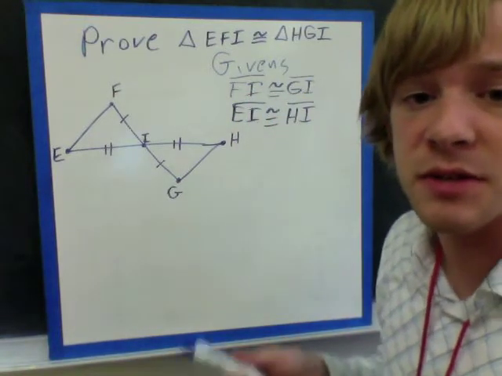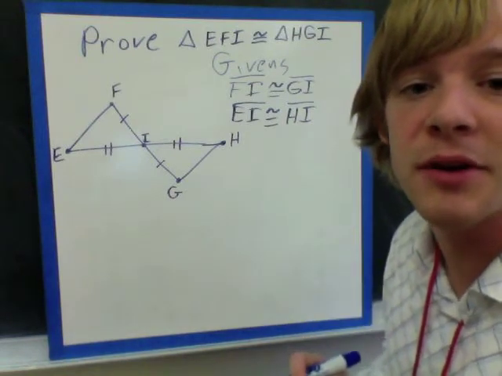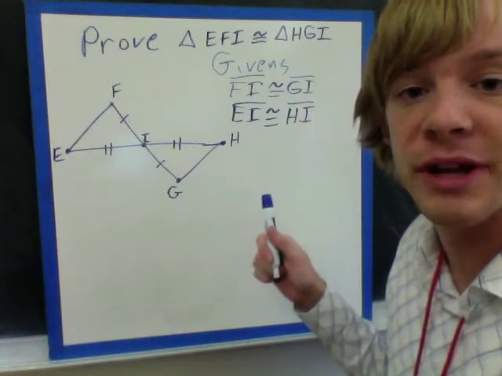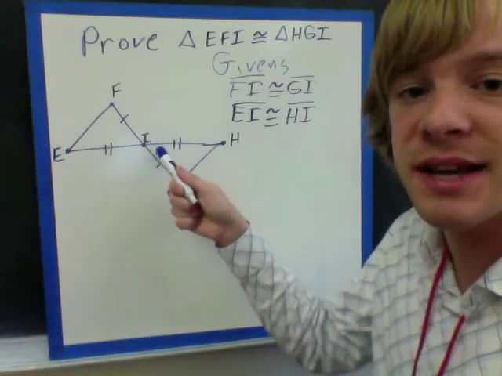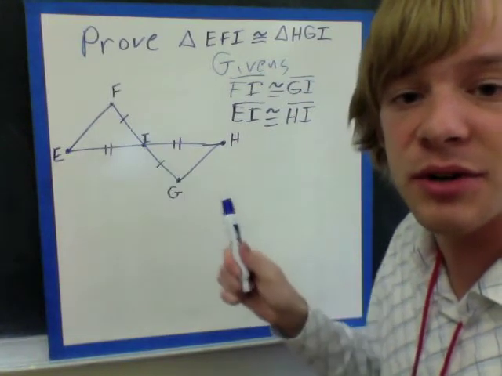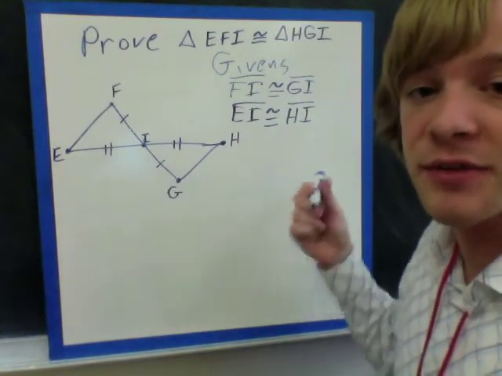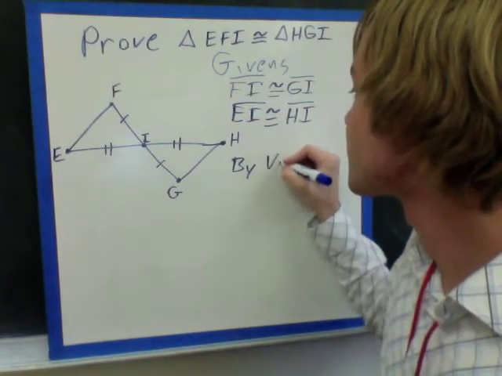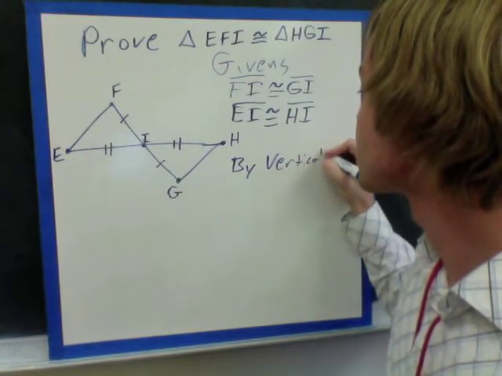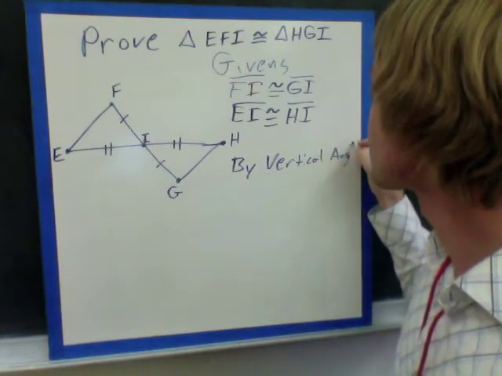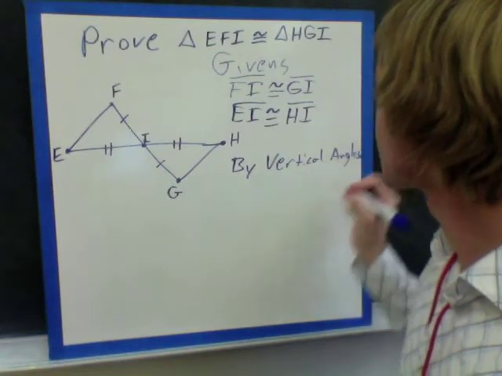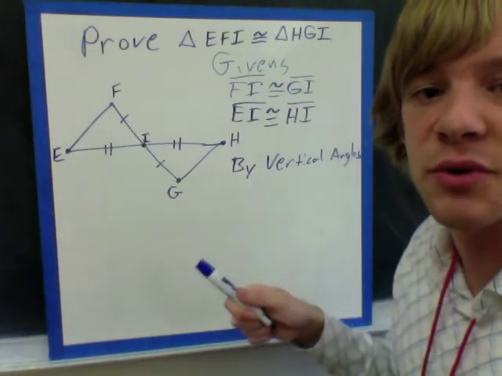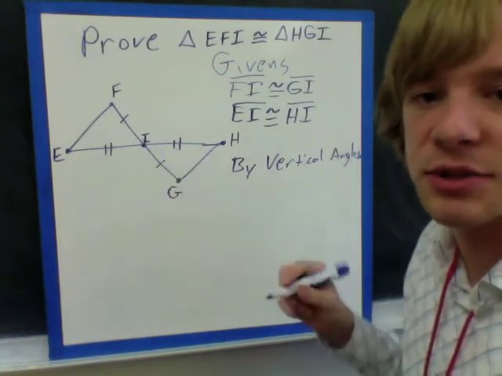Now, I don't have any other givens because I've got no arcs. It says nothing about the angles. But if I remember, my vertical angle theorem, my vertical angle rule, tells me that this angle right here and this angle right here are congruent. So I would say, by the vertical angle rule, so by vertical angles, angle FIE is congruent to angle GIH.